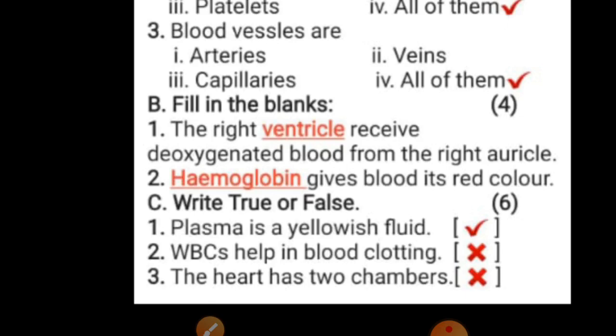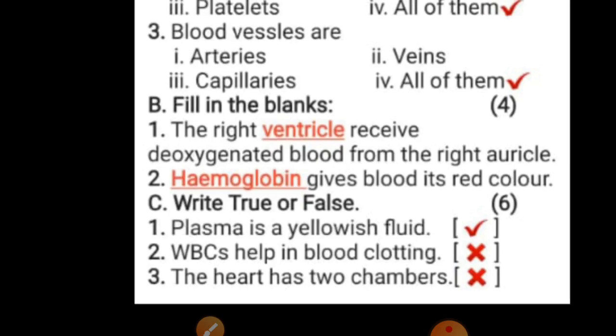And true false here: plasma is a yellowish fluid. True. WBC help in blood clotting. It is wrong. The heart has 2 chambers. It is also wrong because the heart has 4 chambers. And WBC help to fight against infection. Only platelets help in blood clotting. So this is the answer of your test paper.